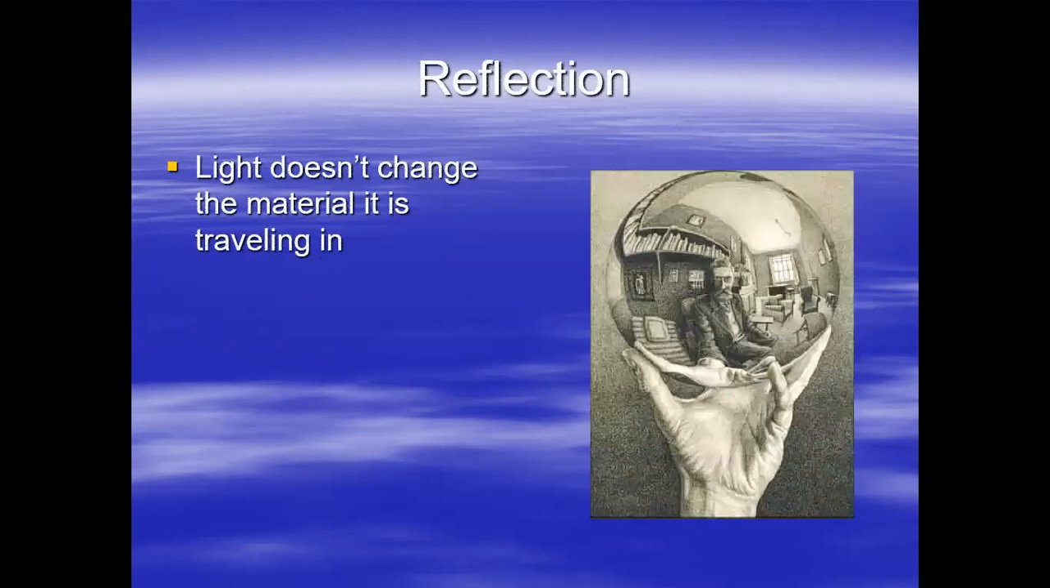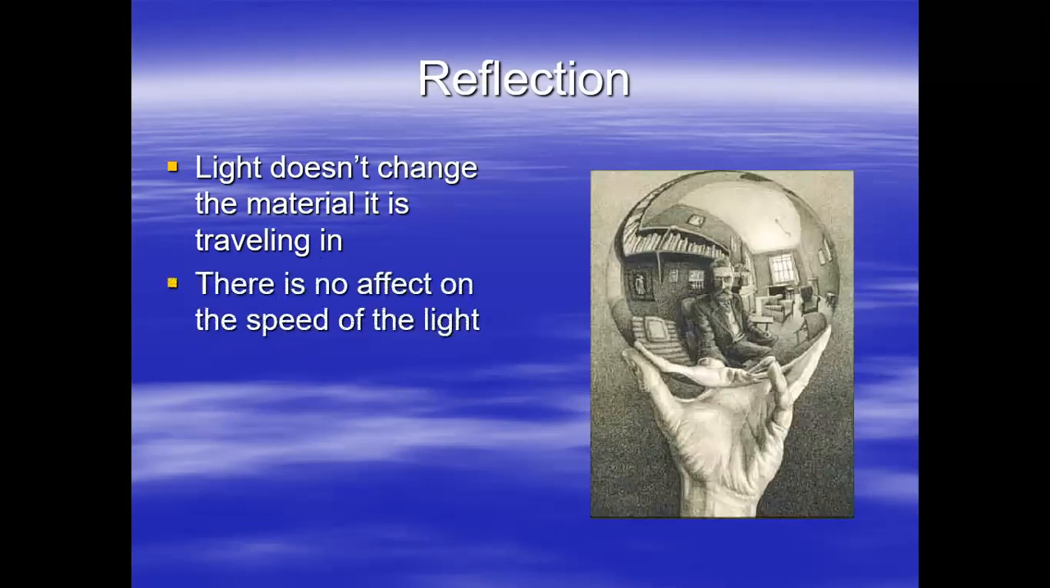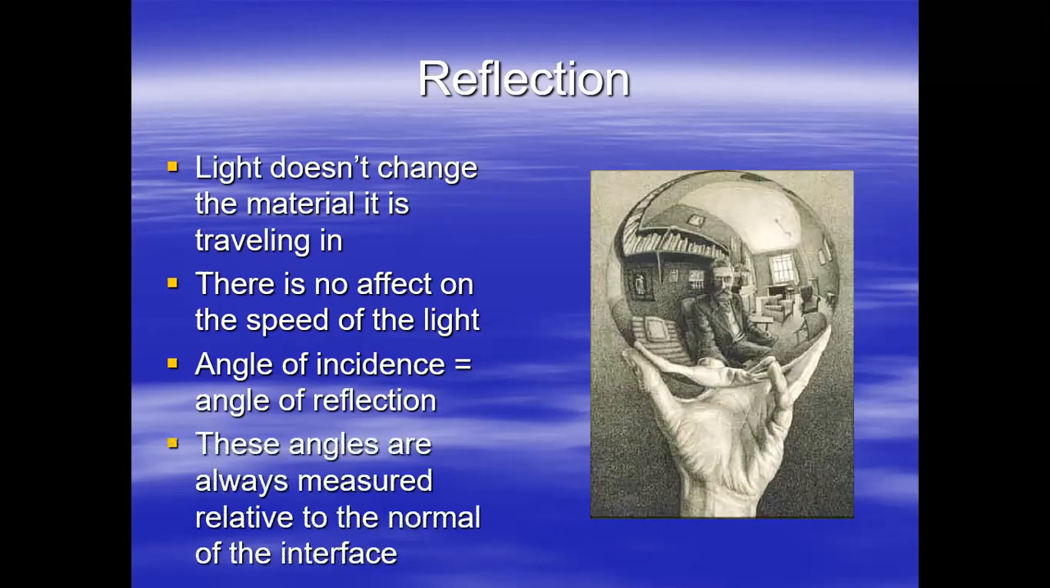So reflection does not change the material it's traveling in. It stays in the same material, therefore its speed does not change. So what that means is there's no change in the path of the light other than it's just reflected off of the object. So it's very easy for specular reflection because the angle of incidence equals the angle of reflection. So you're going to have a line that you draw that's perpendicular to the surface that it's reflecting off of, and you're going to measure the angles from there. And you'll see that in a drawing here.